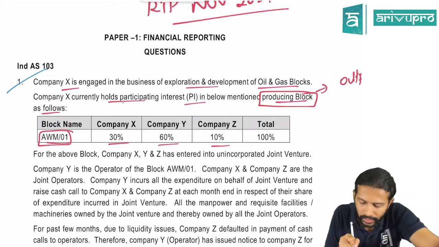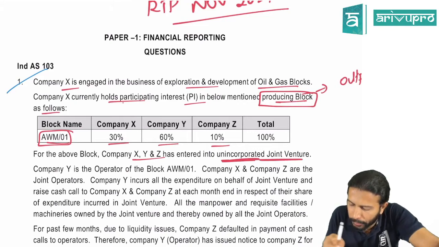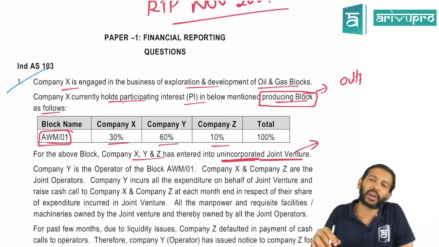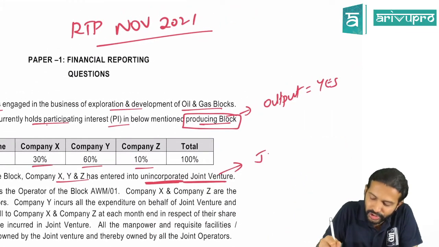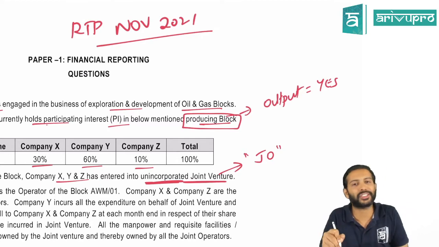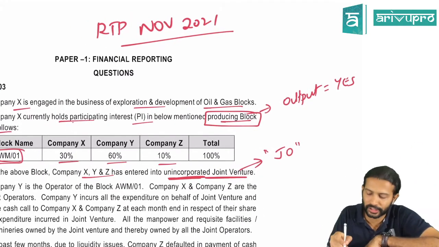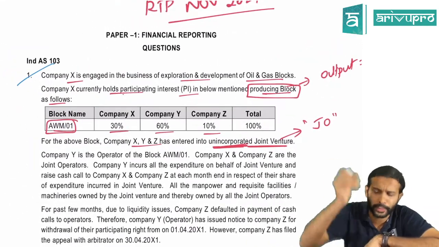For the above block, company X, Y and Z have entered into an unincorporated joint venture. Sir, the moment they say it's an unincorporated joint venture, slowly we'll move on to which side of things. This is a joint operation. Yes. So we'll have to do proportionate accounting, not the equity method, because they said it's an unincorporated joint venture. So that means it's a JO, joint operation.